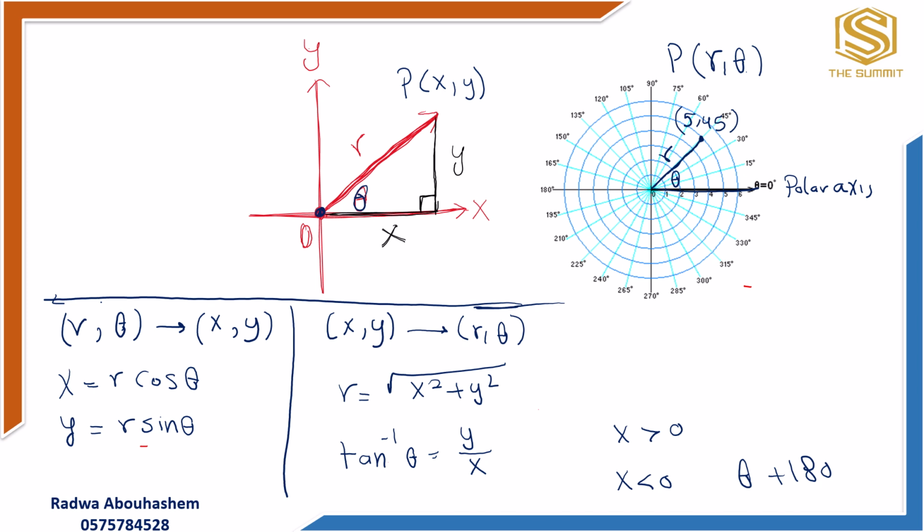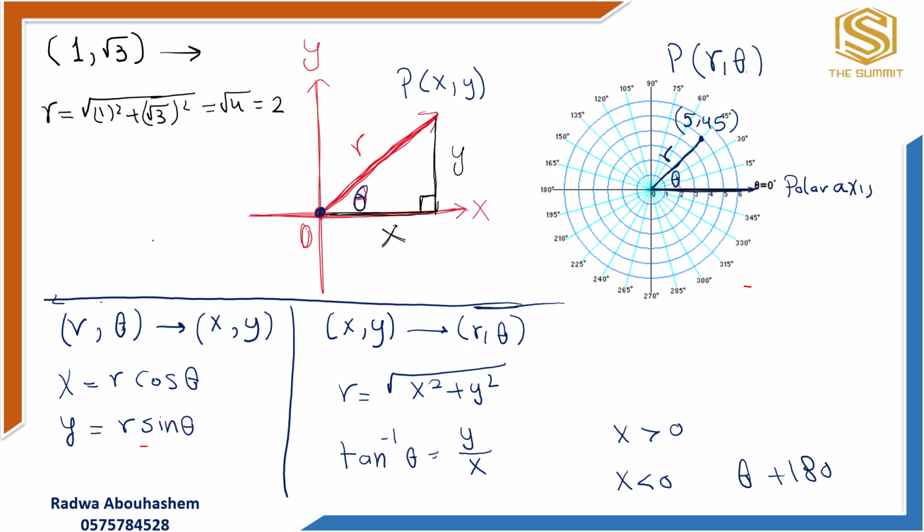Let's take an example of how to convert from Cartesian to polar. I have 1 and root 3, x and y, and I need to convert it to polar. So first I have to get the r. So 1 power 2 plus root 3 power 2. So it's 1 plus 3, which gives me root 4, which is 2. So I got the r.